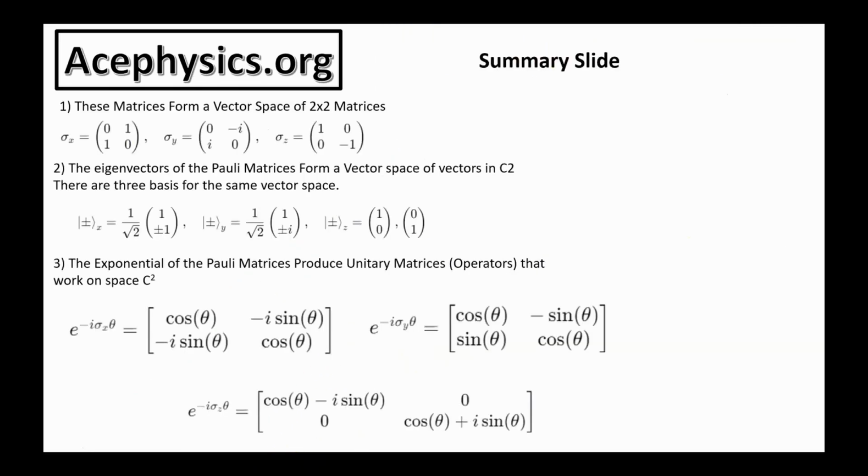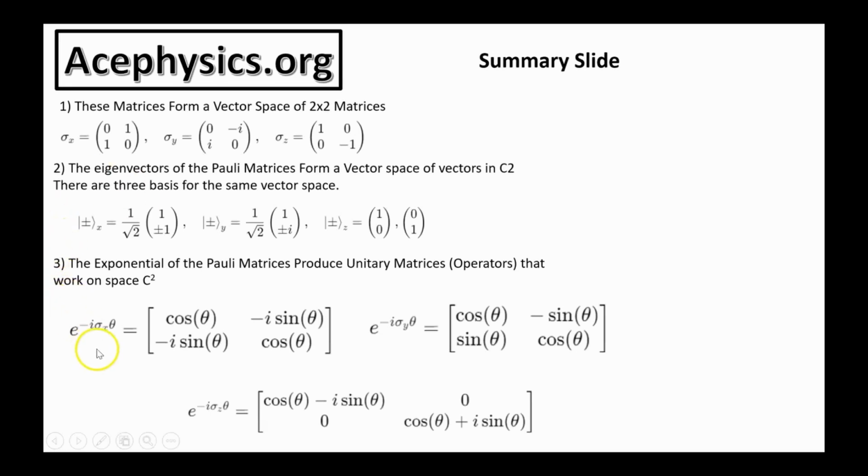All right, finally, here's a summary slide. These are the three Pauli matrices. These matrices form a vector space of 2 by 2 traceless Hermitian matrices. The eigenvectors of the Pauli matrices form a vector space of vectors in C2, and there are 3 bases for that vector space. You have plus or minus x, plus or minus y, and plus or minus z. I discussed in lecture 2a that the exponential of the Pauli matrices produces unitary matrices, unitary operators, and these operators work on the space C2, and these are the generators of SU2.